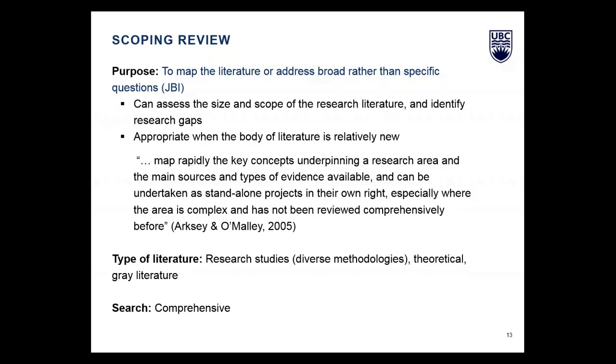Joanna Briggs Institute has good information on scoping reviews. So we're really looking at the size and the scope of the literature. It really lets us identify where there's research gaps, and is quite appropriate when the literature is relatively new. Find out what's being written about, what's being researched, where should research go? And again, just like the integrative reviews, you'll see that it includes a range of literature: research studies, theoretical, gray literature. We want to know what's out there, what's being researched, even if it hasn't been published yet.